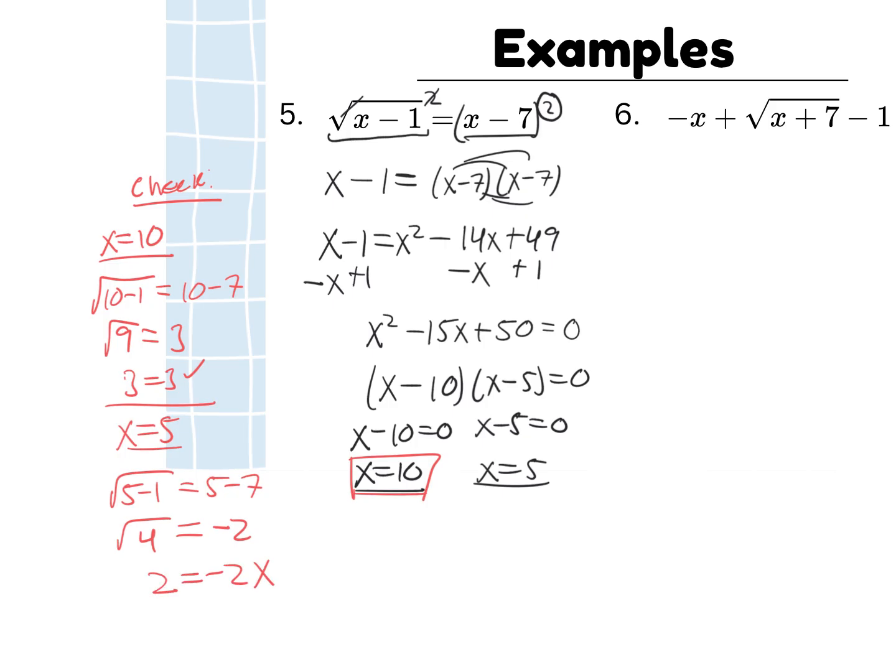So then 2 equals negative 2, that is not a true statement. So x equals 5 is not a valid solution.